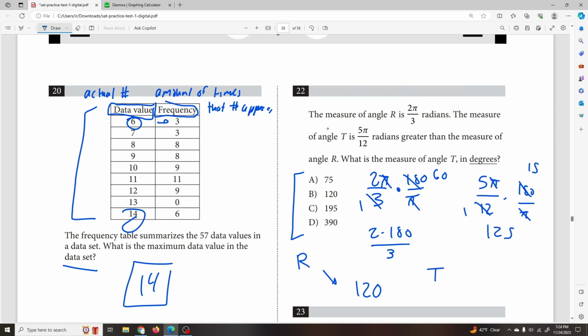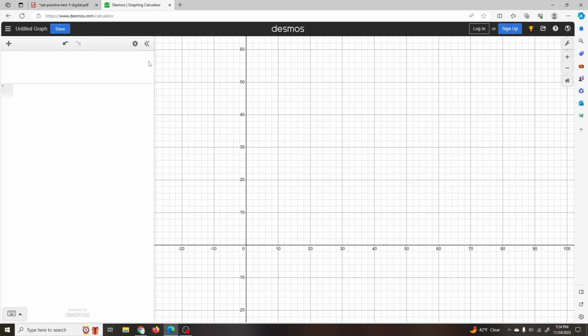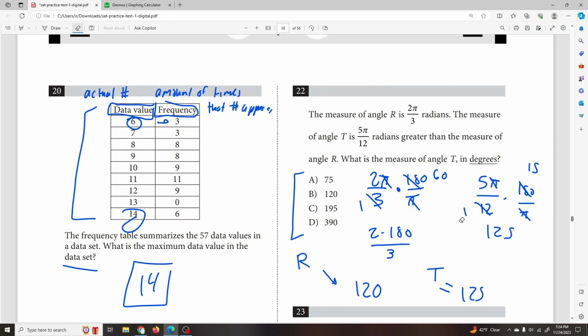So that means that t is equal to 125, I think. 15 times 5 is equal to 75. Never mind. T is equal to 75 degrees. Made a mistake. Right? So the measure of angle t is 5 pi over 12 radians greater than the measure of angle r. What is the measure of angle t in degrees, right?